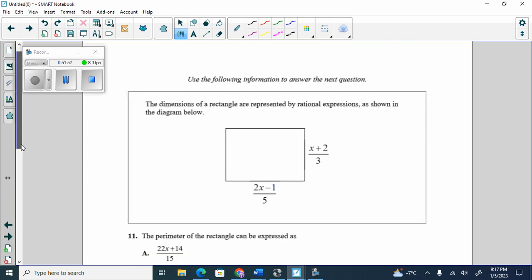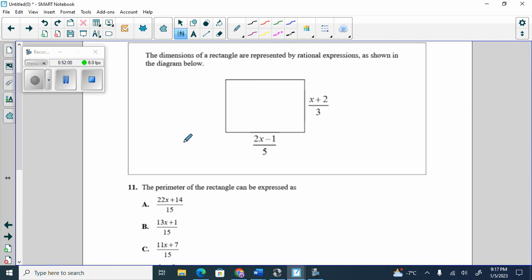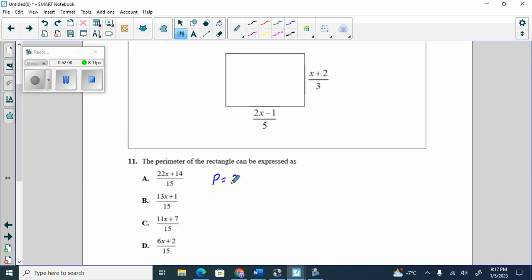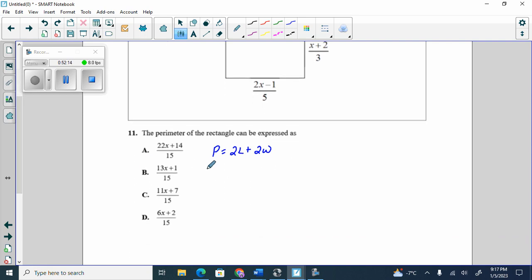So they want the perimeter. The dimensions of a rectangular fence, represented by the rational expressions, are shown in the diagram below. The perimeter of a rectangle equals 2 lengths plus 2 widths. So we are going to get 2 times (2x minus 1) over 5 plus 2 times (x plus 2) over 3. And when you're multiplying fractions, numerator and denominator, I'm going to put ones underneath so I remember to multiply properly.